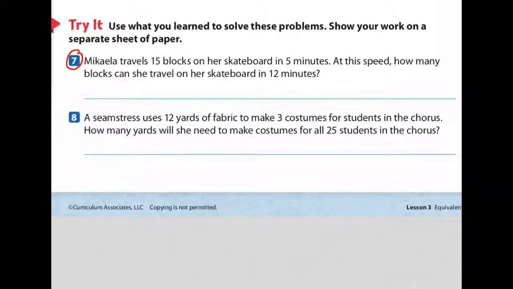Okay, let's see how you did in 7. It says Michaela travels 15 blocks on her skateboard in 5 minutes. At this speed, how many blocks can she travel on her skateboard in 12 minutes?